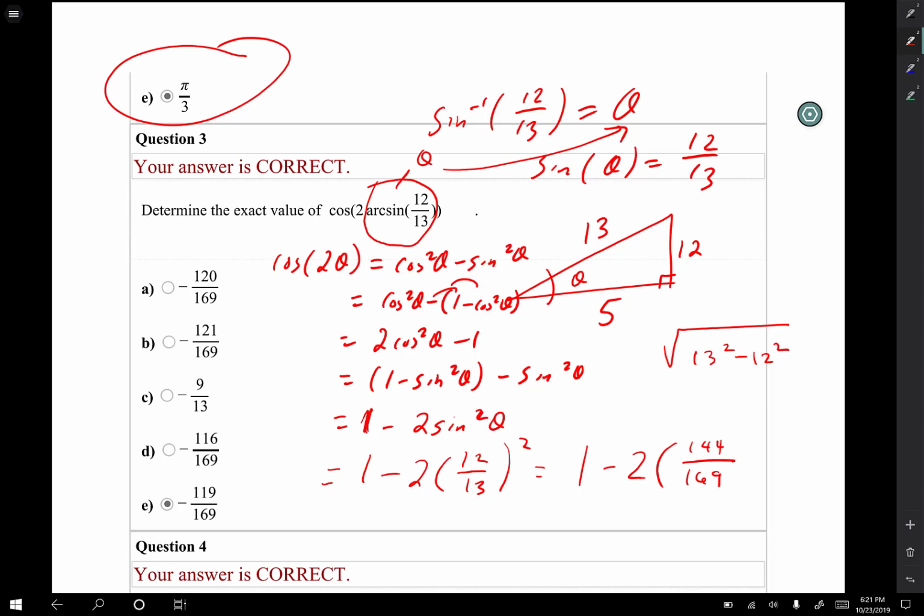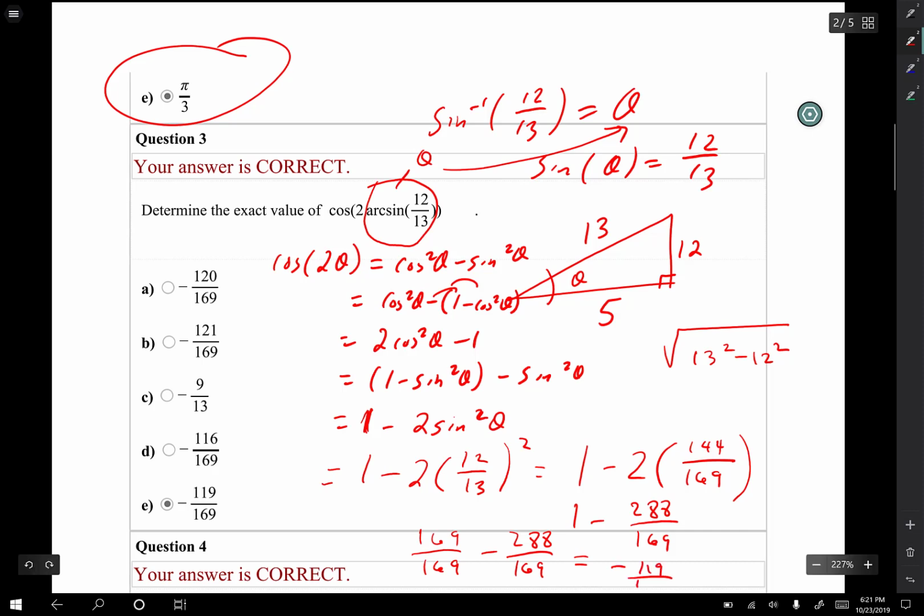So now keep going. So we got 1 minus, if you double the 144, what's that, 288? So you got 1 minus 288 over 169. Yeah. So now just turn that 1 into 169 over 169. 169 over 169 minus 288 over 169. And you get 169 minus 288. You get negative 119 over 169.